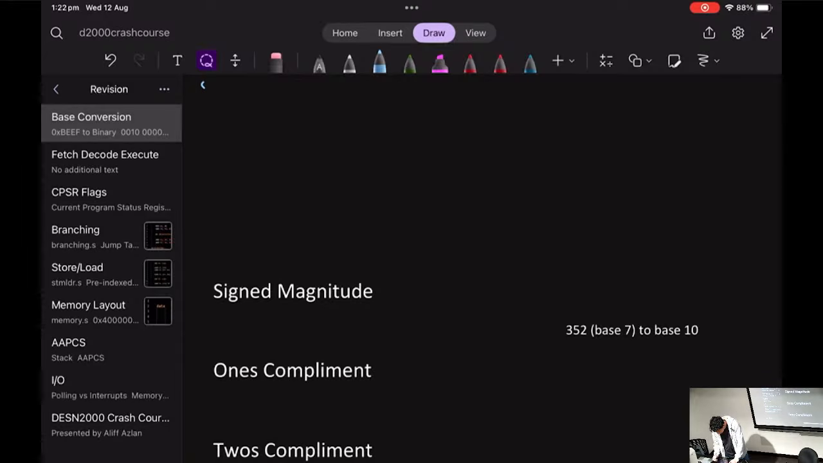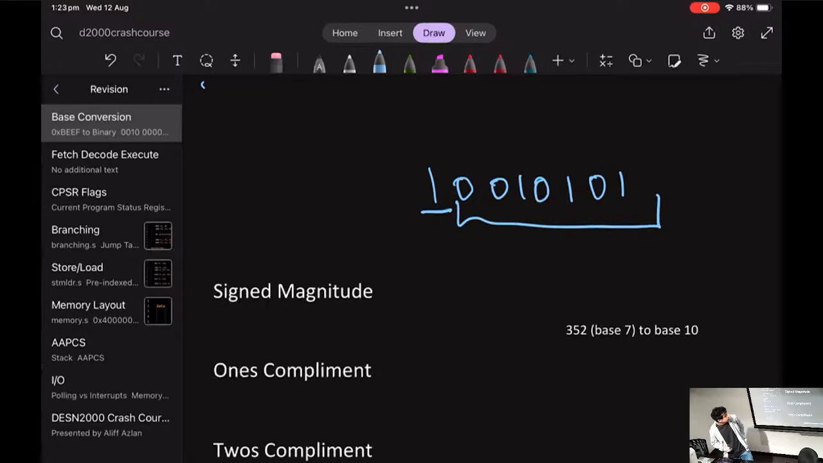So for example, let's suppose I had a random number. All we need to do is look at this bit. If that bit is a 1, it's negative. If it's 0, it's positive. And this number here stays the same. Whatever representation of binary it is, you just read it as that, and then you append a positive or negative symbol at the front.